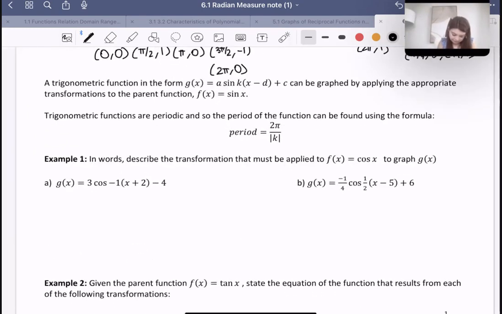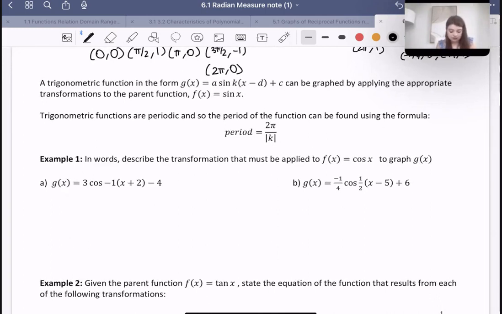So as we know, a trigonometric function in the form of g of x equals a sine k times x minus d, plus c, can be graphed by applying the appropriate transformations to the parent function f of x equals sine x. Trigonometric functions are periodic, so the period of the function can be found by using this formula. The period is 2 pi over the k value.